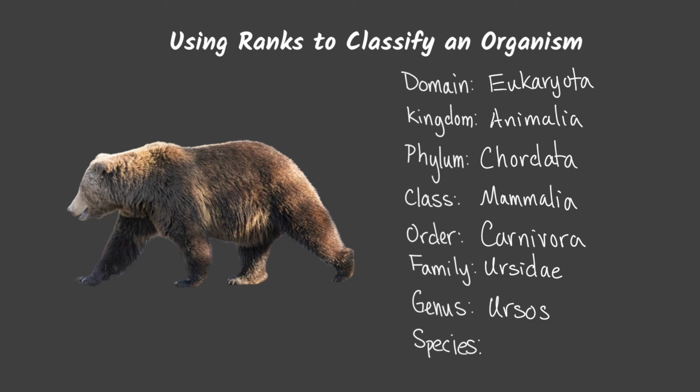And then the species is U. arctos. And that is the grizzly bear. They do also actually have a subspecies. The grizzly bear's subspecies is a fun one. It's horribilis. So it's like the terrible great bear, the horrible great bear is what this name essentially becomes.